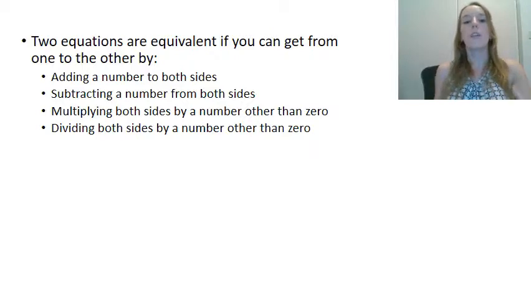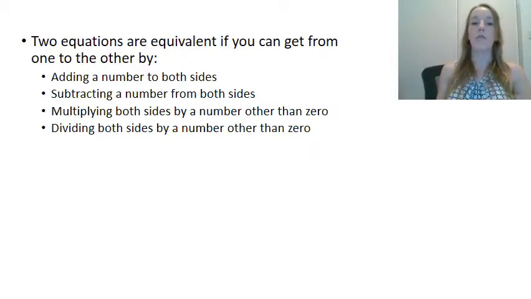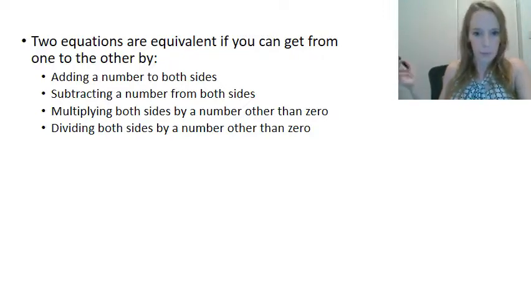Okay, so we say two equations are equivalent if you can get from one to the other by adding a number to both sides, subtracting a number from both sides, multiplying both sides by a number other than 0, or dividing both sides by a number other than 0. So what does that actually mean?